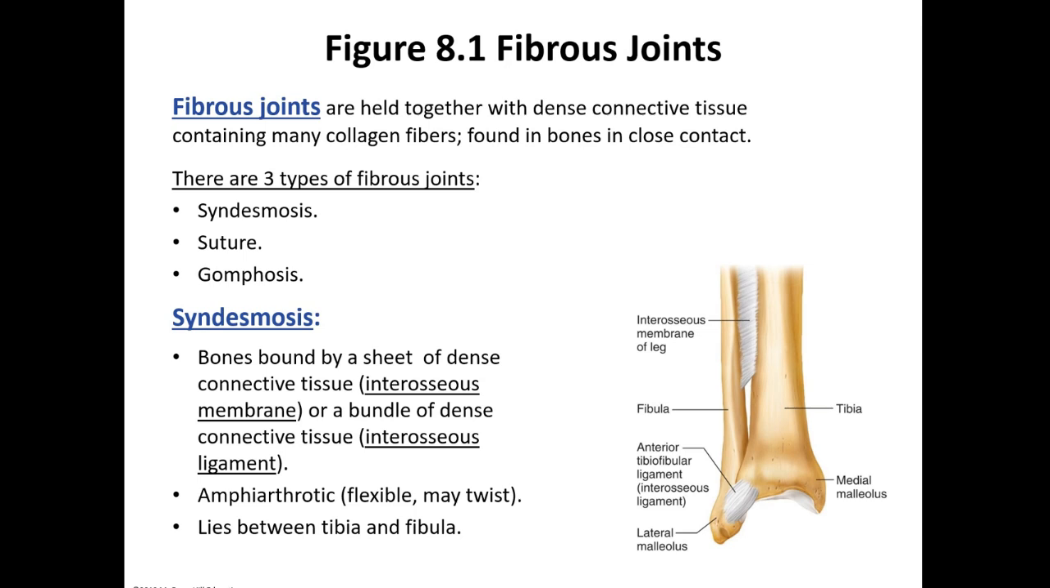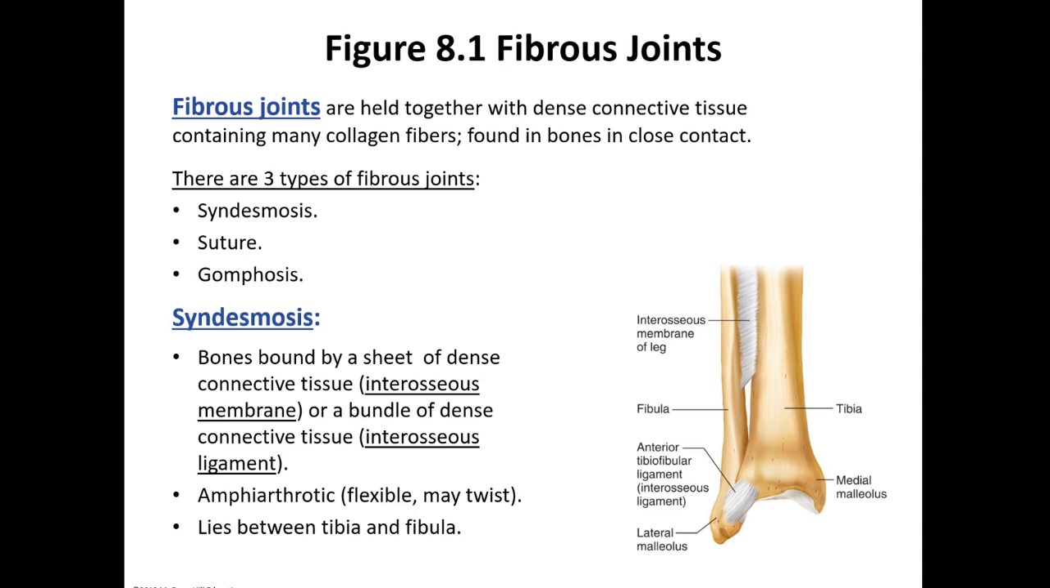And these joint types are found in bones that are in close contact. For example, the diagram on the screen is showing us two bones of our leg. Remember, the leg bones are the tibia and fibula. If you look at the diagram, you're going to see the tissue between the tibia on the right of the screen and the fibula on the left. That tissue is called the interosseous membrane. It's there to hold the two bones firmly.